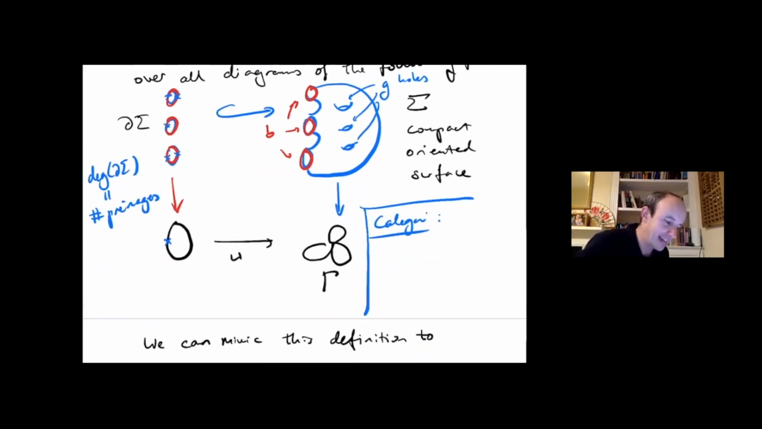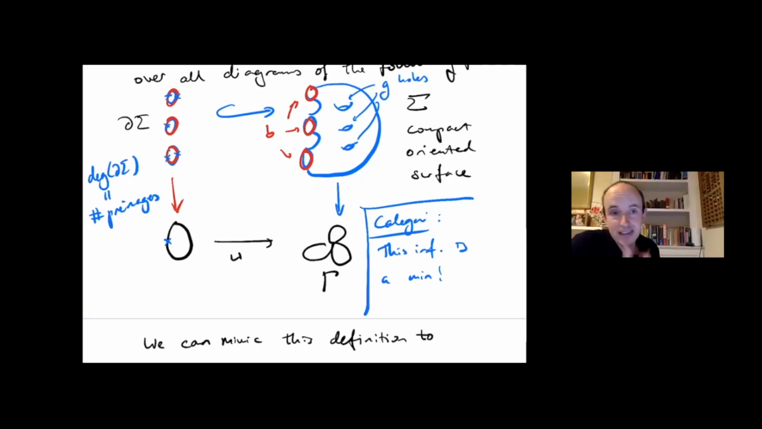And actually, what Calegari proved when he proved his rationality theorem was that, from this point of view, this inf is a min. So when you look at it in this way, the infimum is always realized by one of these surfaces.